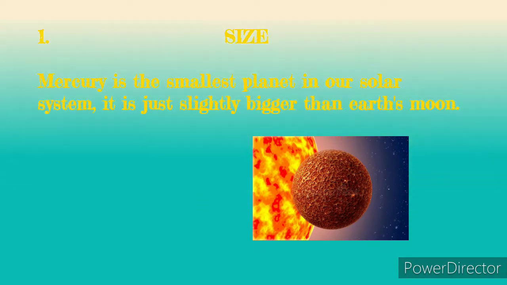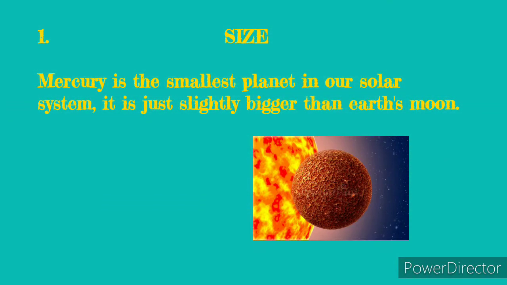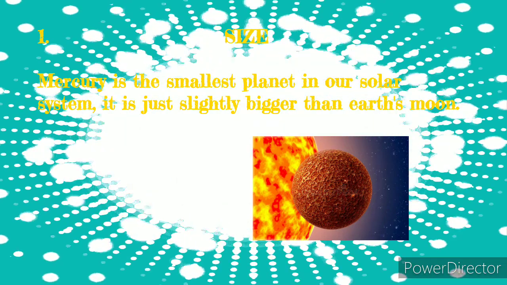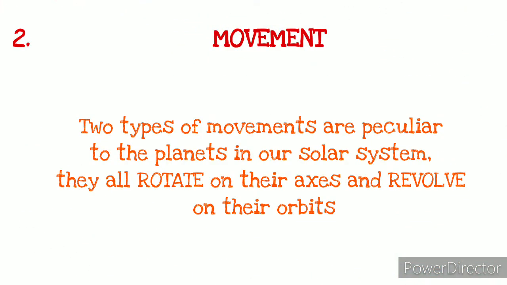At number 1, we have the size. Mercury is actually the smallest planet in our solar system. In fact, it is just slightly bigger than the Moon on Earth. The volume of Mercury in comparison to that of Earth is 5.4%. This means that you can take Mercury and fit into Earth 18 times and you still have a little bit of space left. At number 2, we have movement.